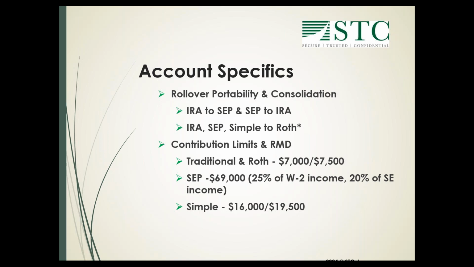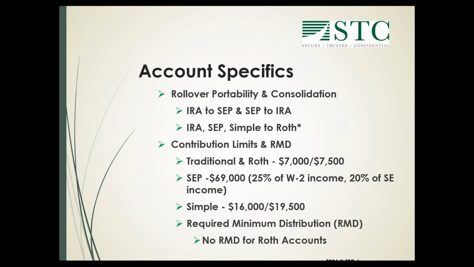A simple plan, make sure I got these numbers right. Yes, I did. A simple plan, 2024 earnings, you can contribute up to $16,000, or if you're 50 years or older, $19,500. Let's talk a moment about the required minimum distribution. In certain accounts, when you reach a certain age, you are required by law to take a minimum distribution from the account. You can't leave it there indefinitely. Now, these are accounts like a traditional IRA, like a SEP, like a simple.